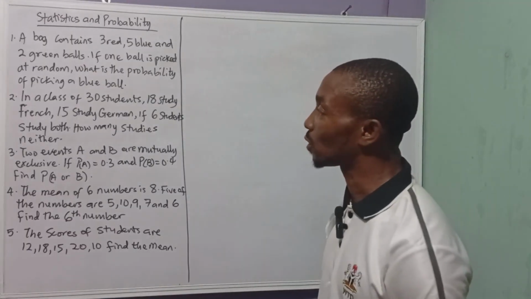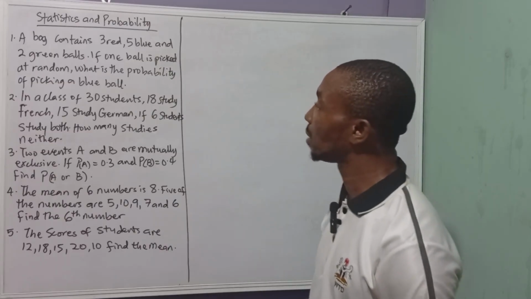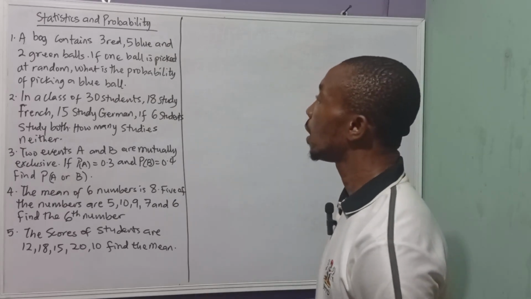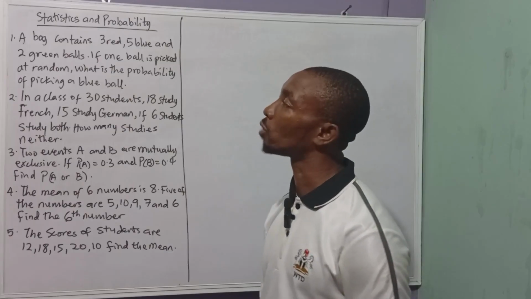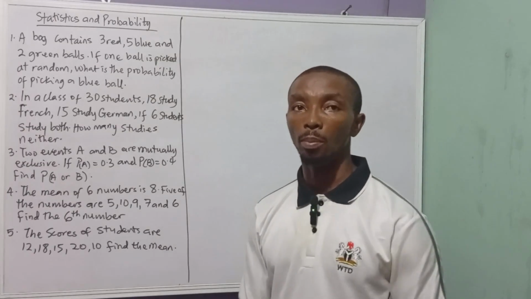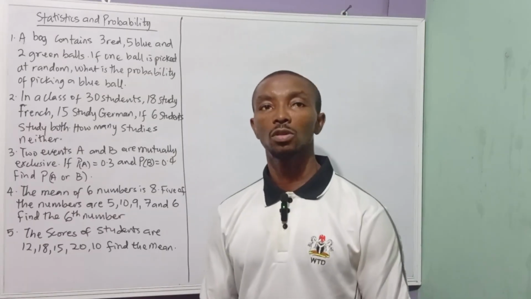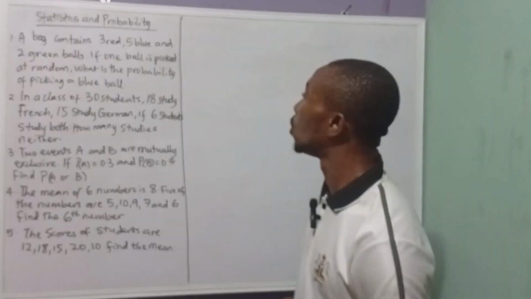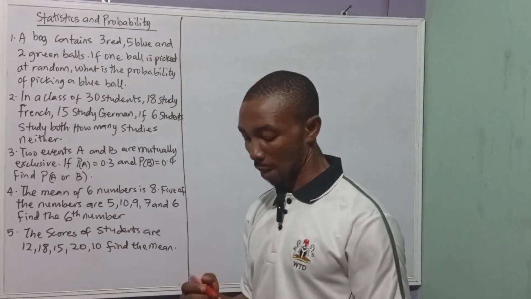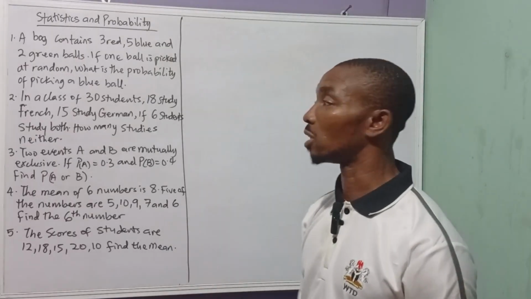Now our first question says, a bag contains 3 red, 5 blue, and 2 green balls. If one ball is picked at random, what is the probability of picking a blue ball? Now, I'm talking about probability there. Alright, for us to look at the probability of picking a blue ball, first of all, how many blue balls are in the bag? 5. And what are the chances?